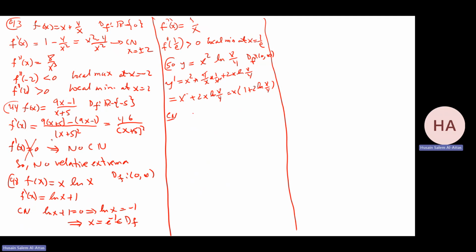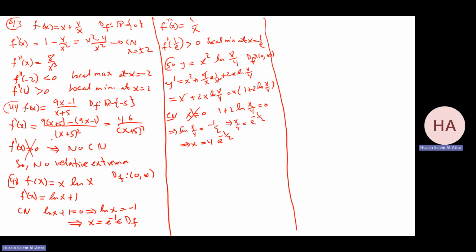Critical numbers, x equals 0. It's not in the domain, so out. I need to solve this: 1 plus 2 ln x over 4 equals 0. So I have ln x over 4 equal minus half. Take e to both sides. You get x over 4 is e to the minus half. That means x equals 4 e to the minus half. That will be the critical number.